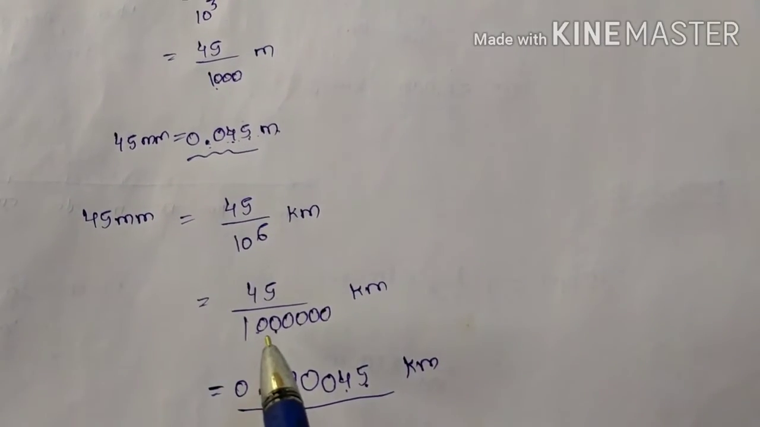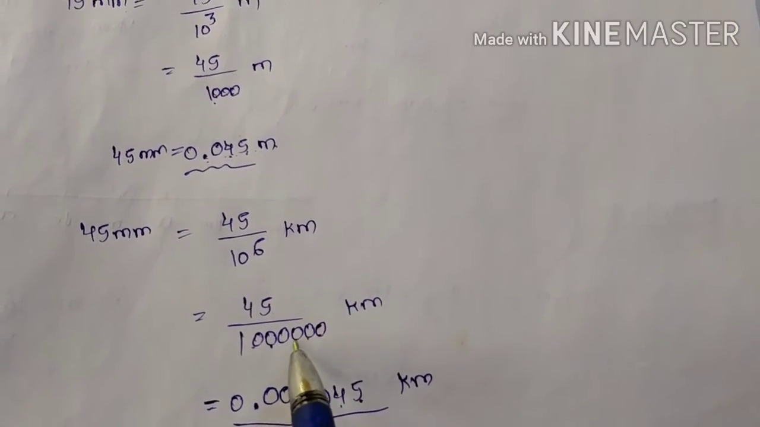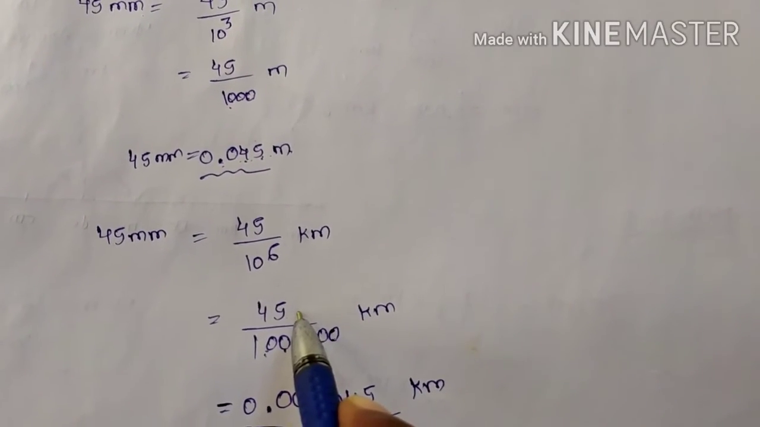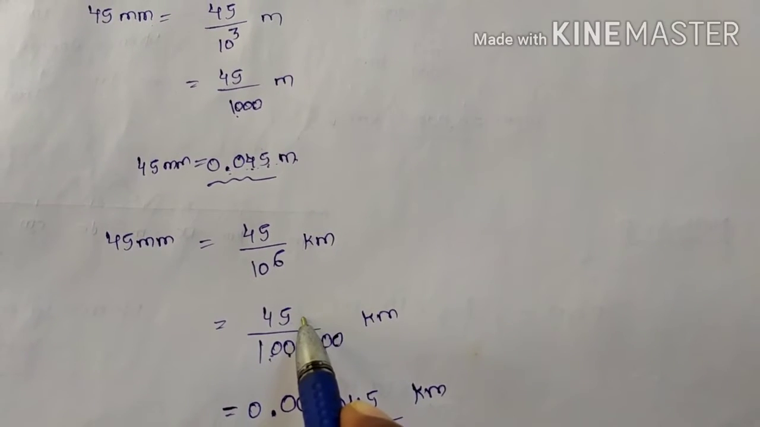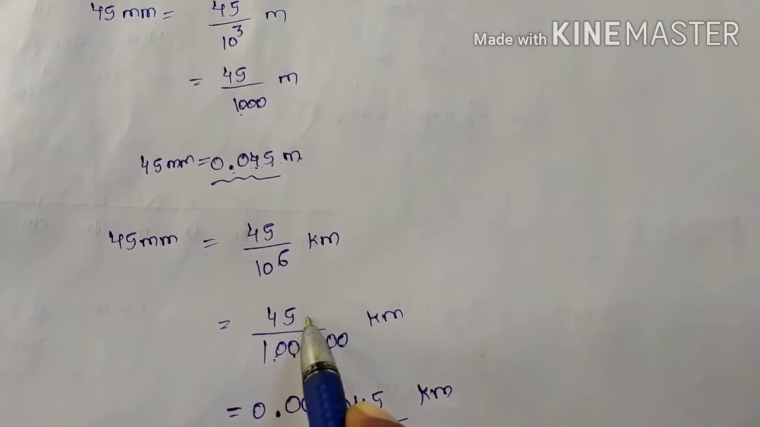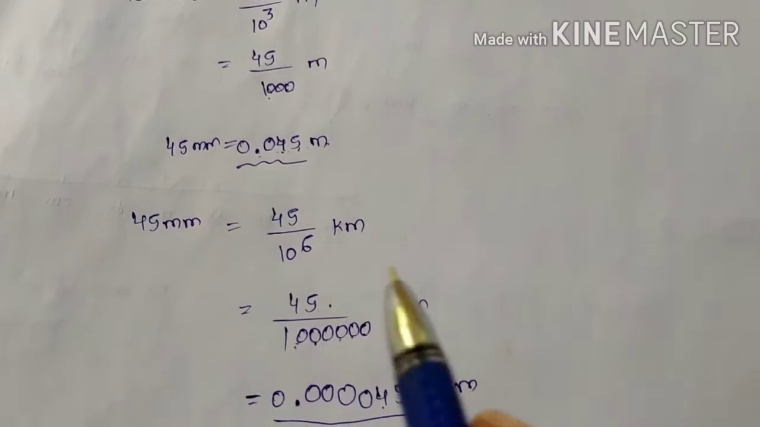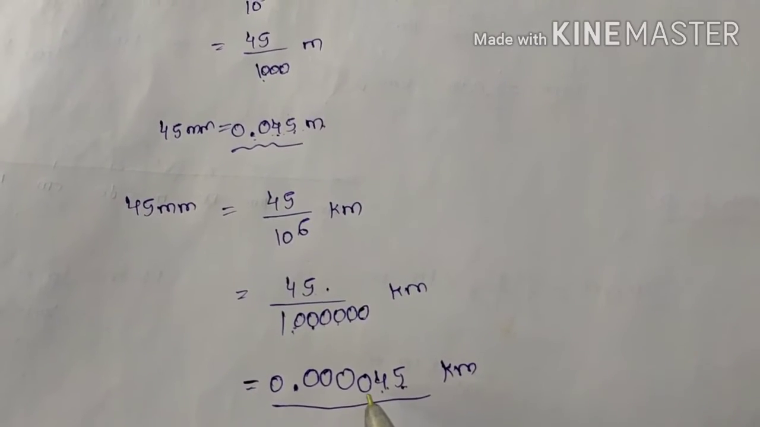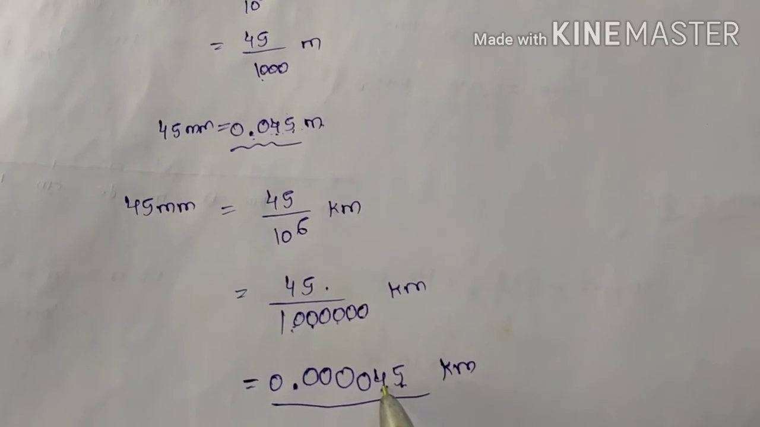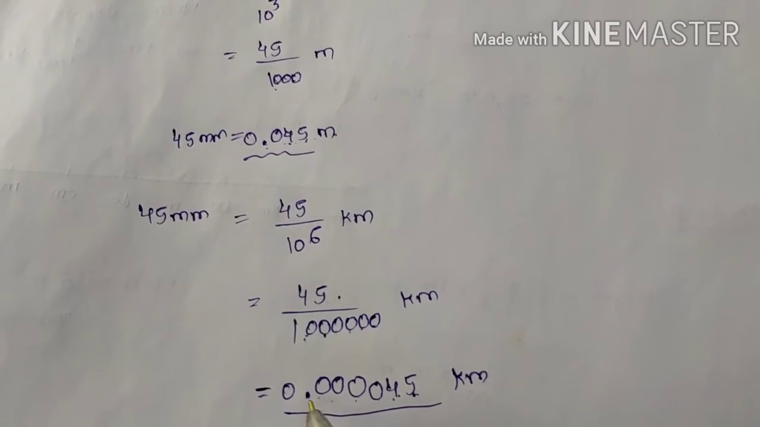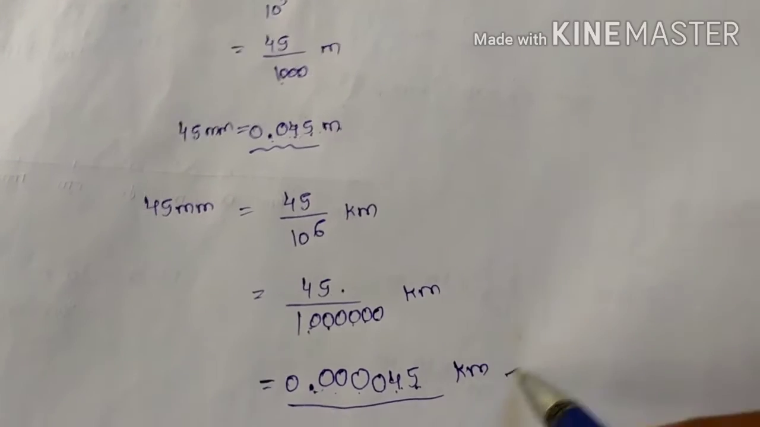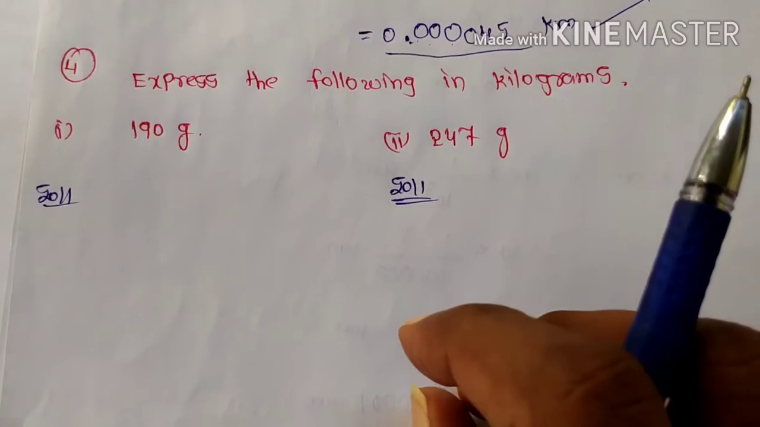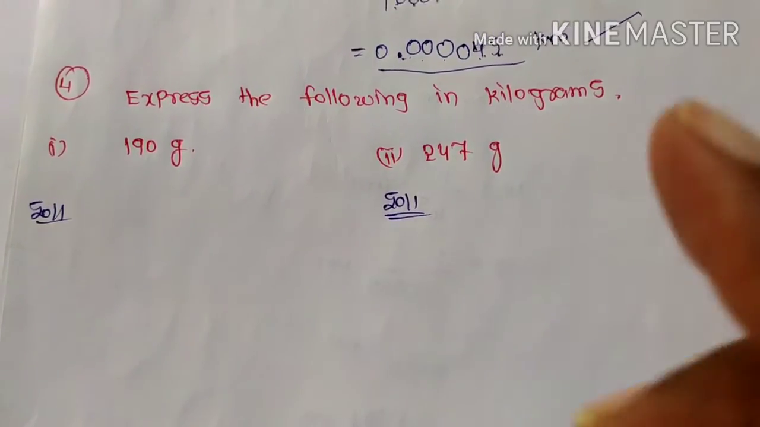You can see here, how many zeros are in the denominator? 6. 1, 2, 3, 4, 5, 6. So you can keep the decimal point in the numerator. 45 is the numerator or not? Yes. So in the numerator you put the decimal point after 6 digits from the right side. See, this is the first, second. There are no digits, so you keep the decimal point with zeros. 1, 2, 3, 4, 5, 6. So I kept the decimal point here. So your answer is 0.000045.